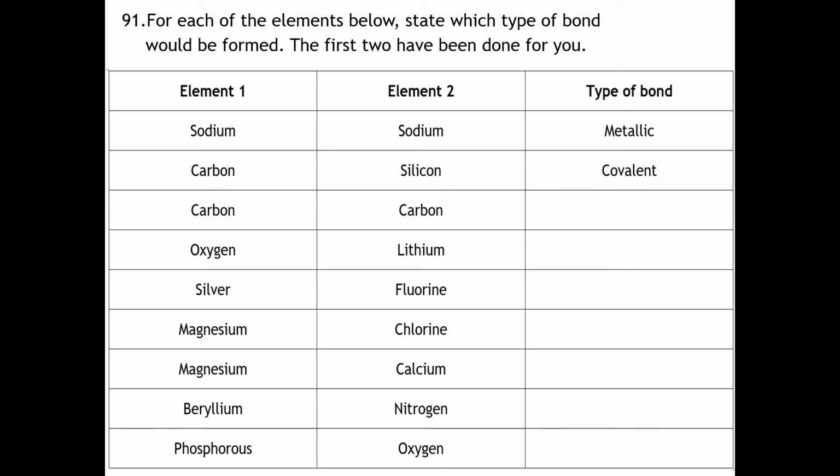Okay, hopefully you found these fairly simple using the rules on the previous picture. Carbon and carbon will form a covalent bond. Oxygen and lithium, we've got a non-metal and a metal, ionic. Here we have silver and fluorine, ionic, and magnesium and chlorine, ionic. Magnesium and calcium are both metals. They will form metallic bonding. Beryllium is a metal, nitrogen is a non-metal, so this once again is ionic. And finally, two non-metals will form a covalent structure.